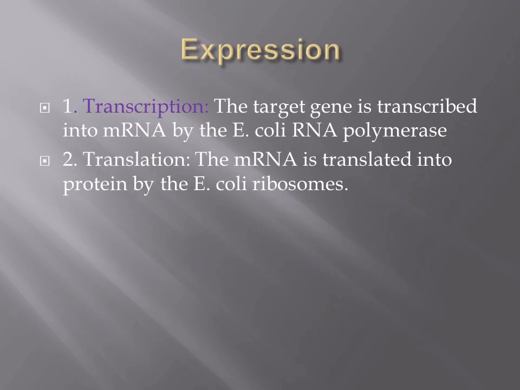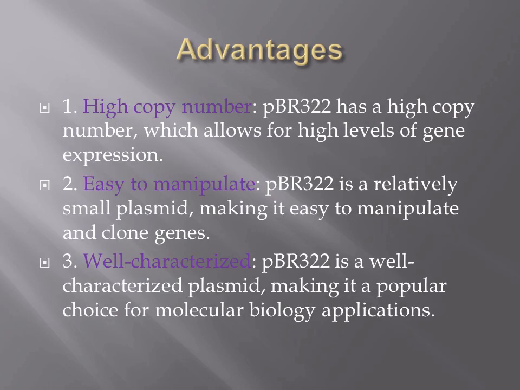Expression involves transcription and translation. The targeted gene is transcribed into mRNA by E. coli RNA polymerase, and the mRNA is translated into protein by the E. coli machinery. Advantages of pBR322: it has a high copy number, which allows a high level of gene expression. So more copy number, more gene expression.